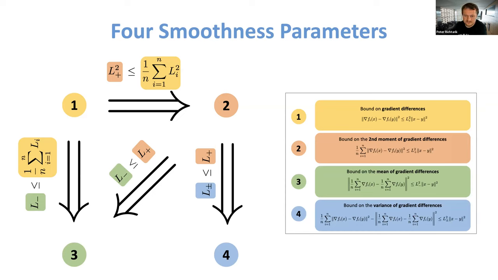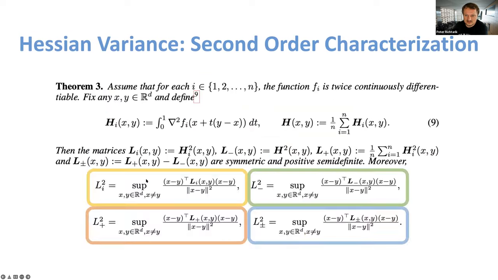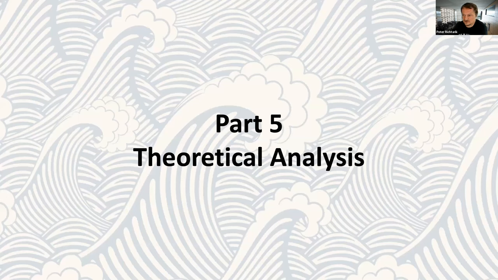Okay, so now I will skip the second order characterization of Hessian variance because it's not that important. If somebody asks me at the end, I'm quite happy to show that, but that's really not adding much intuition. It only adds an explanation why we call this Hessian variance. It's because the variance of gradient differences can also be interpreted as some sort of a variance of some average Hessians between X and Y. That's roughly what's going on if the function happens to be twice continuously differentiable. So that's all I want to say about this.